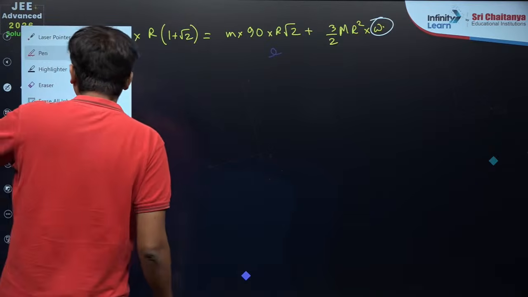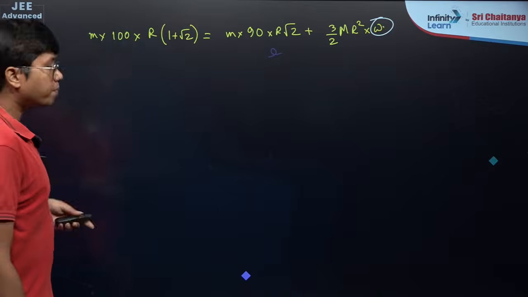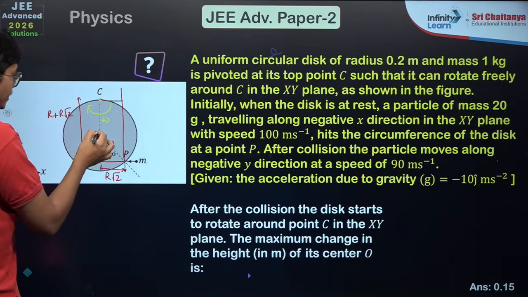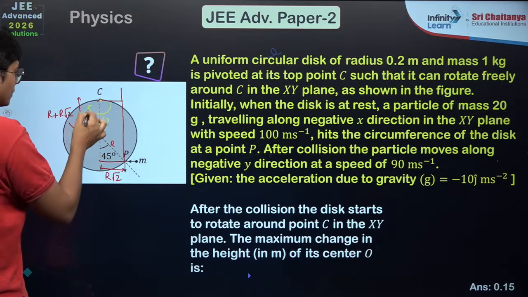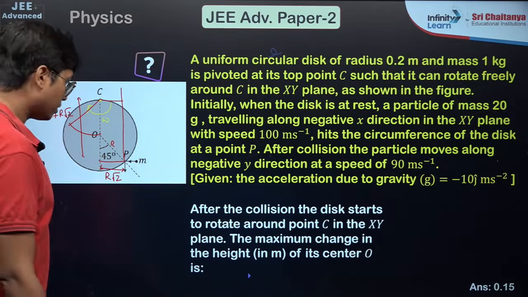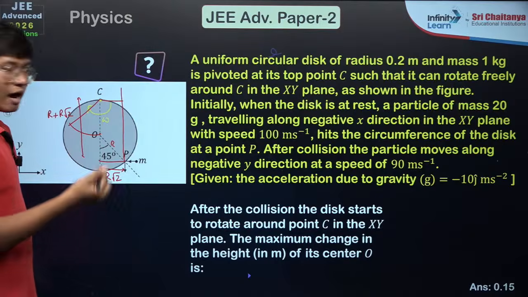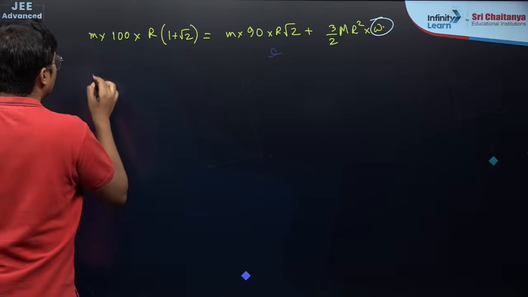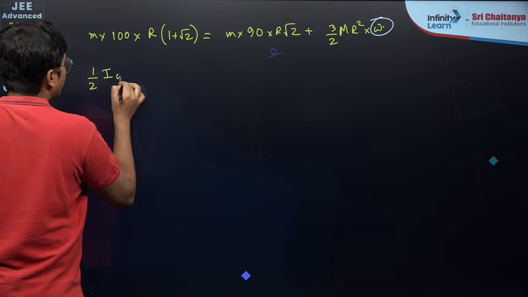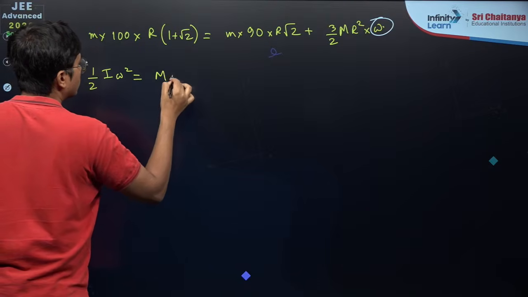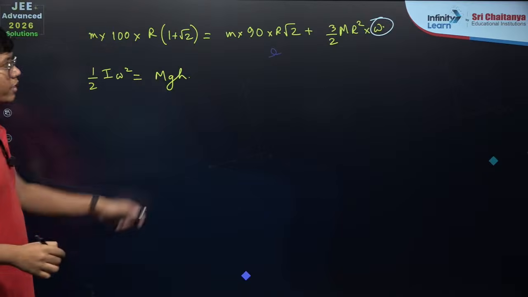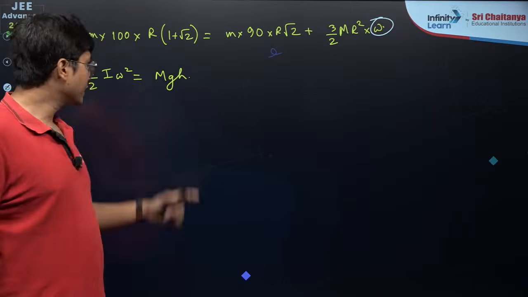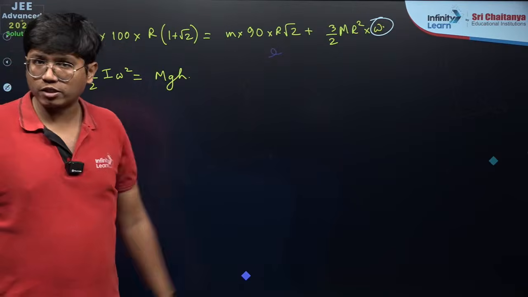Once you get the omega, then you think about the change in the potential energy because of this kinetic energy. So this center of mass, let's say it's basically going to turn like this. They're asking what change in height. So basically half I omega square is equal to mgh. Once you get the omega from there, plug it in, you can solve for it. Here you get the kinetic energy. Again, use I as 3 by 2 mr square over there.